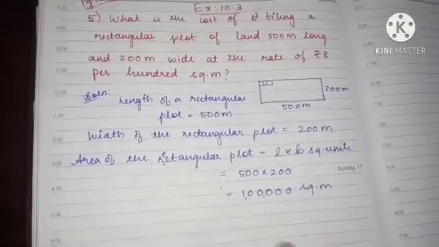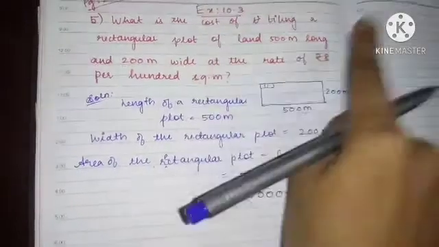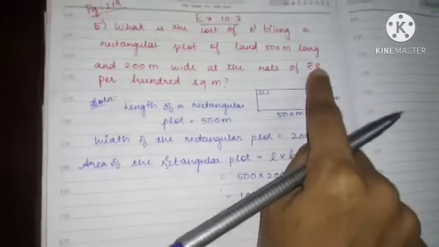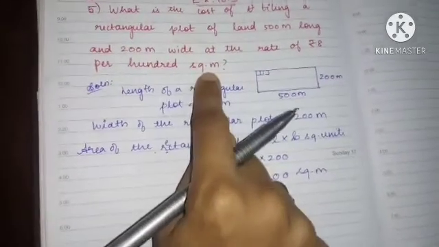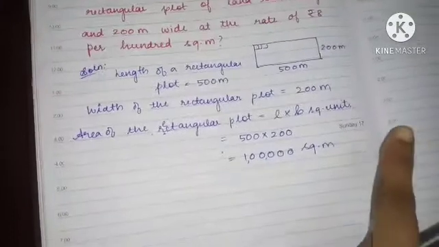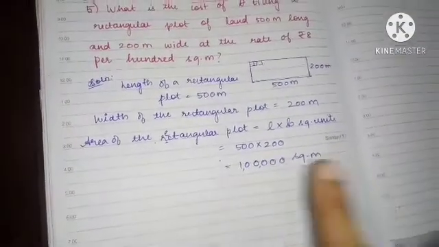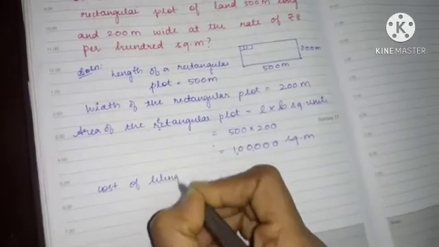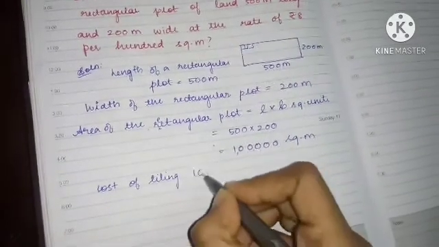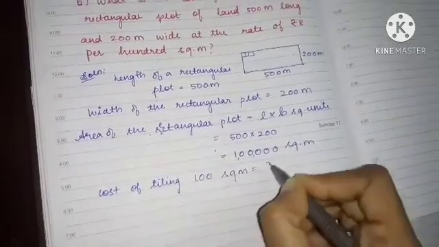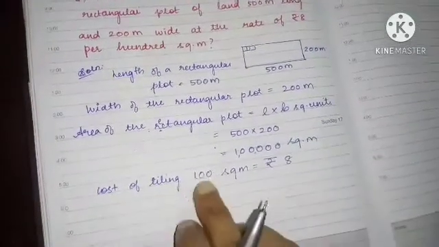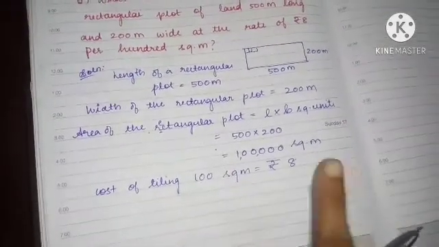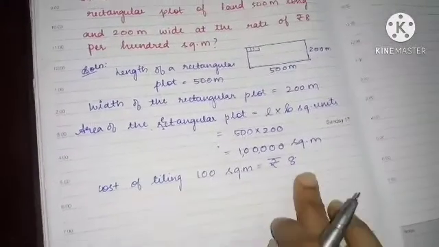Next, what do we have to find? We should find the cost of tiling. What is the cost they have given? We have to find the cost at the rate of rupees 8 per 100 square meter. Not for per meter, children. For 100 square meter, the cost is rupees 8. Correct? Cost of tiling is for 100 square meter, not for 1 square meter. It is for 100 square meter, rupees 8.